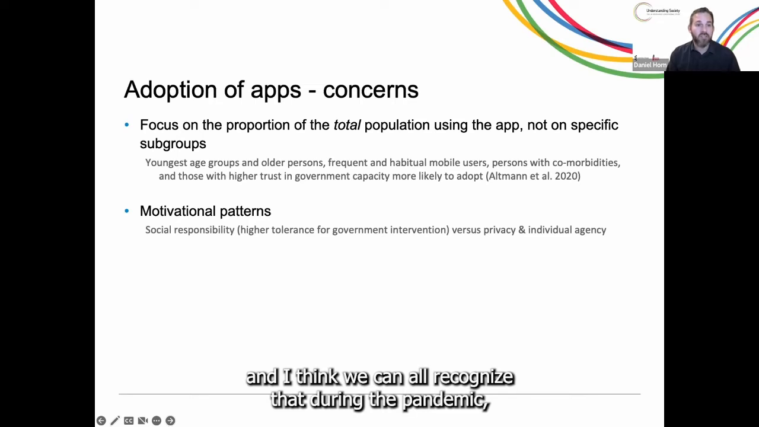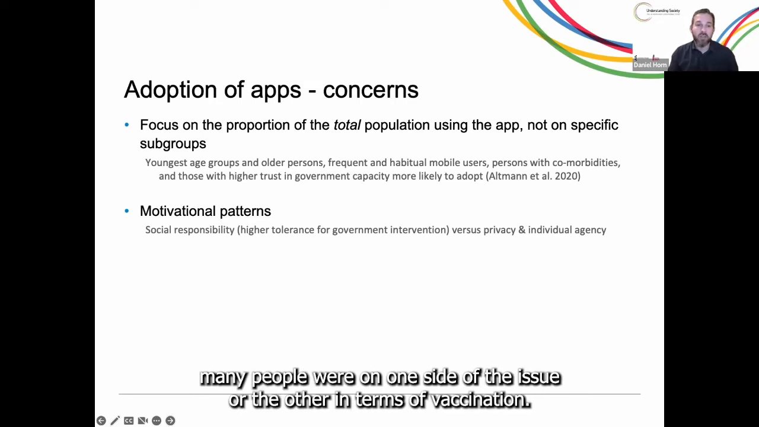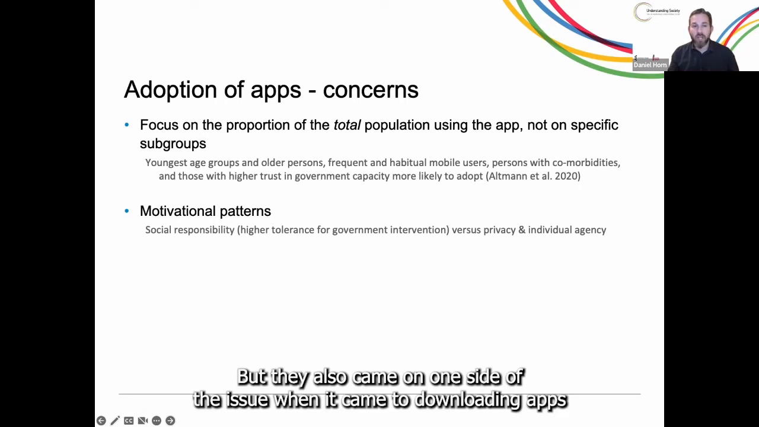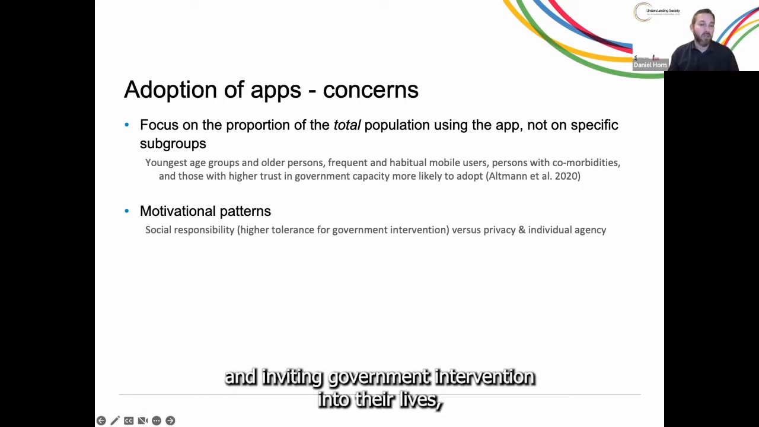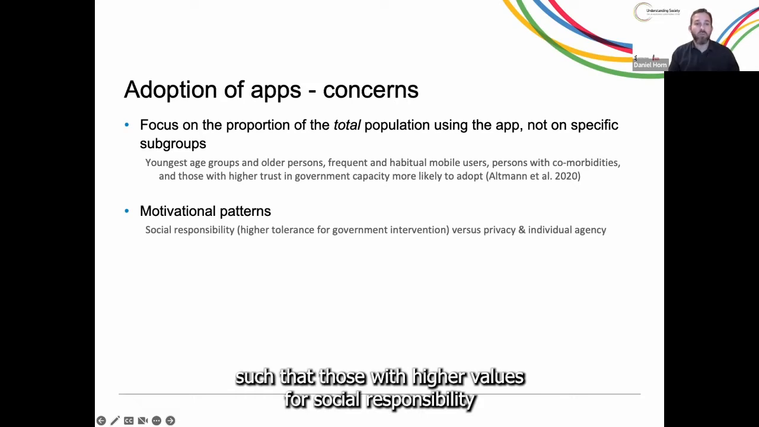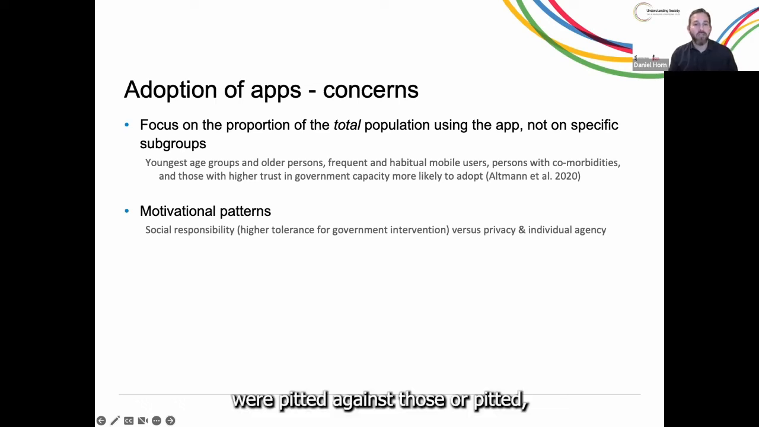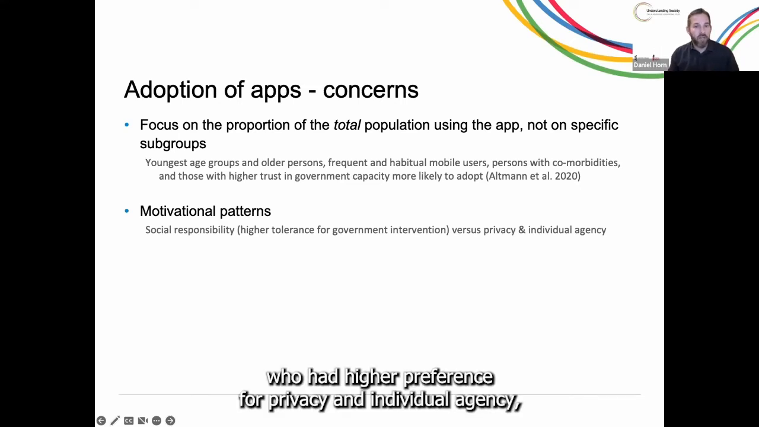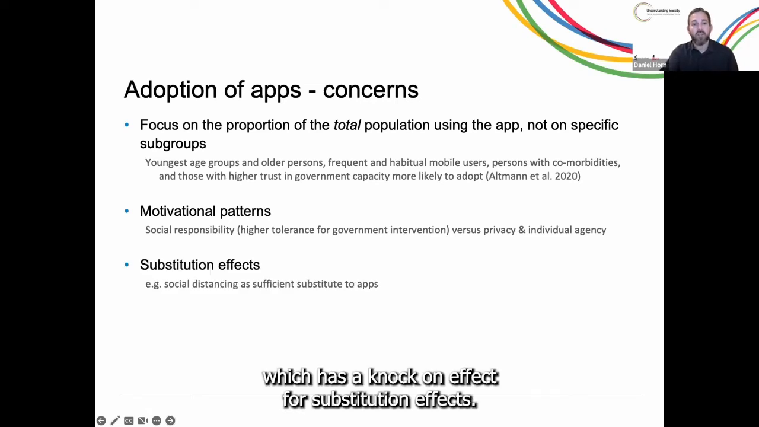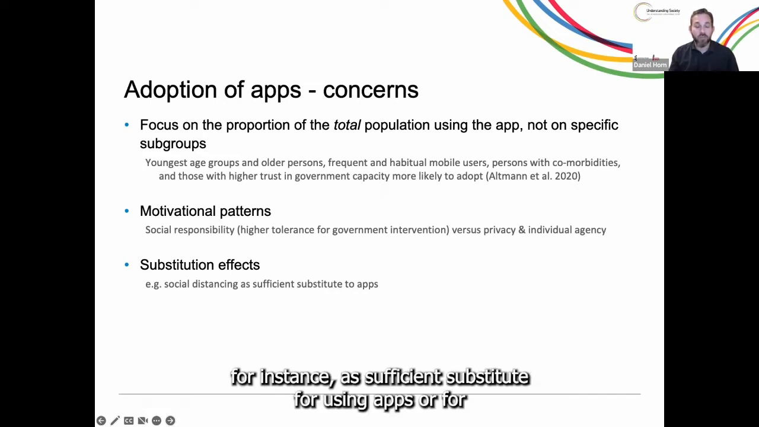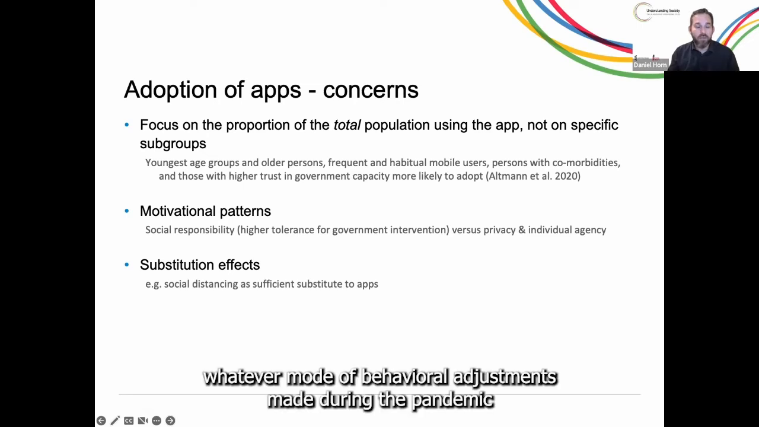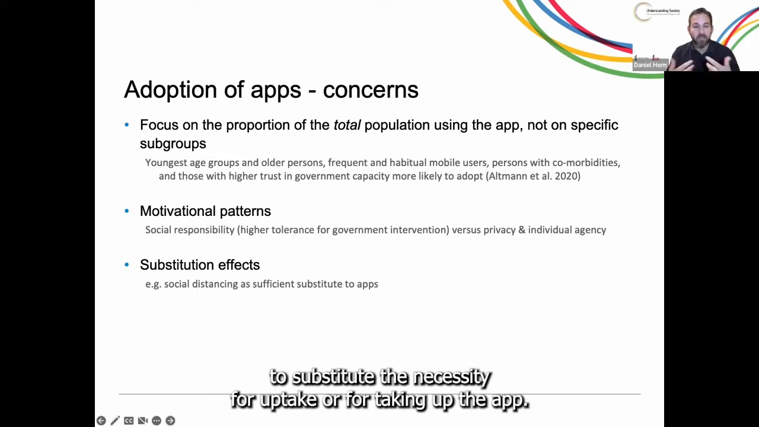Now, I think we can all recognize that during the pandemic, many people were on one side of the issue or the other in terms of vaccination, but they also came down on one side of the issue when it came to downloading apps and inviting government intervention into their lives. Those with higher values for social responsibility and perhaps a higher tolerance for government intervention were contrasted with those who had a higher preference for privacy and individual agency, which has a knock-on effect for substitution effects. That is, those who considered social distancing, for instance, as a sufficient substitute for using apps, or for whatever mode of behavioral adjustments made during the pandemic, substituted it for the necessity of taking up the app.